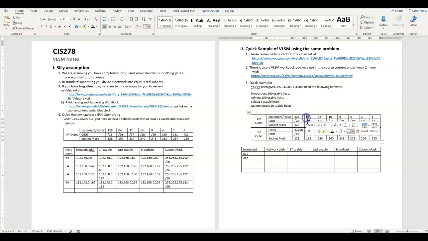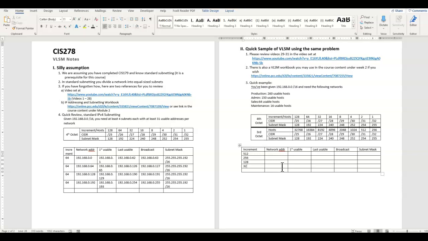Well, it looks like I could get it out of this, but remember we have to subtract two. One for the network address and then one for the broadcast address. So I can really only get 62 out of this, so I'm going to have to jump to a 128. The last one here I need 16, which is right here, but remember I can only get 14 usable addresses out of that, and I need 16. So I'm going to use the 32 over here.